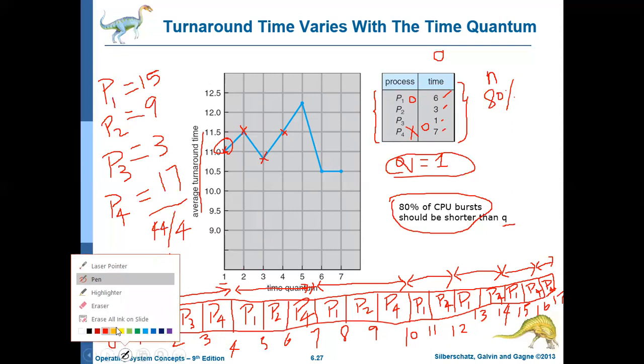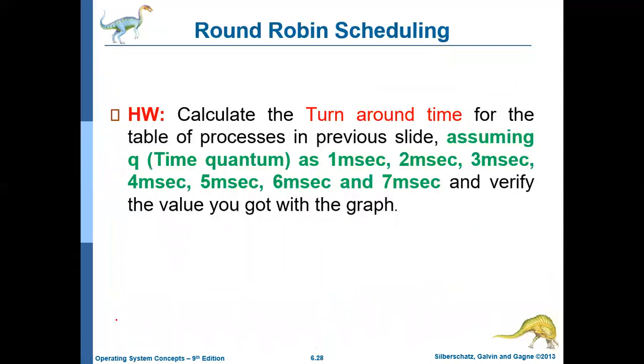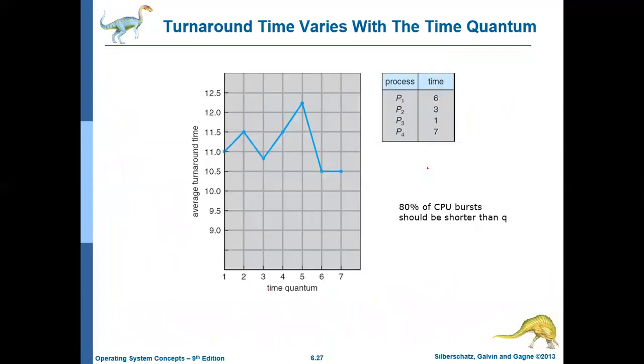So this is a homework which I want you to do. Calculate the turnaround time for the table of processes in the previous slide, assuming a time quantum of 1 millisecond, 2, 3, 4, 5, 6, and 7, and verify with the graph. Already 1 millisecond we have done, so you can start with 2, 3, 4, 5, 6, and 7. Okay, we'll stop here.